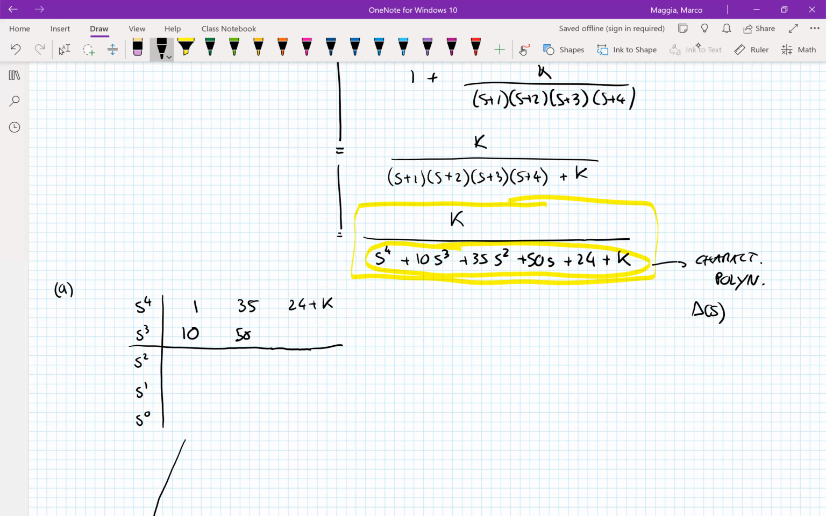Now, for the first term of the third row, we have 10 times 35 minus 1 times 50, divided by 10. It's going to be 30. And then for this term here, we want these and these. Here we have 0, so it becomes simply 24 plus k. And then we have over here this term.